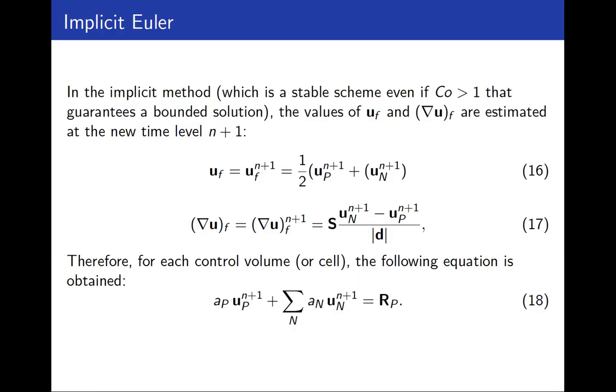So in order to avoid that problem, we tend to use the implicit method, which is a stable scheme even if the Courant number is greater than 1. And the implicit method will also guarantee a bounded solution. That means a physical solution that will not transgress the physical boundaries. So the values of the velocity at the cell faces and the gradients at the cell faces will be estimated at the new time level n+1 instead of n.